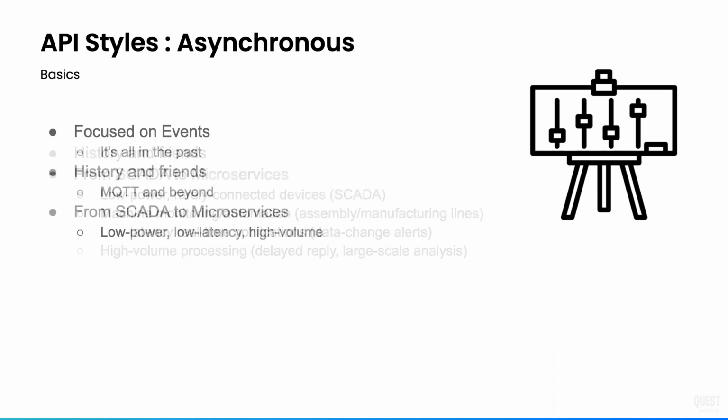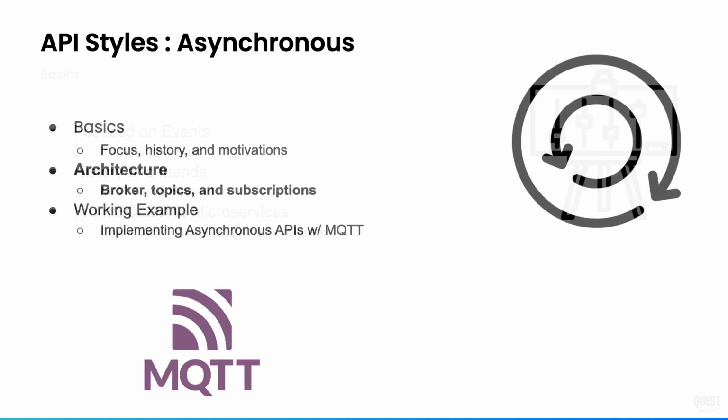So asynchronous has a pretty long history. It's all talking about the past. MQTT is just one of the various ways you can do this. And a lot of times it works really well in low power, low latency, or high volume situations.